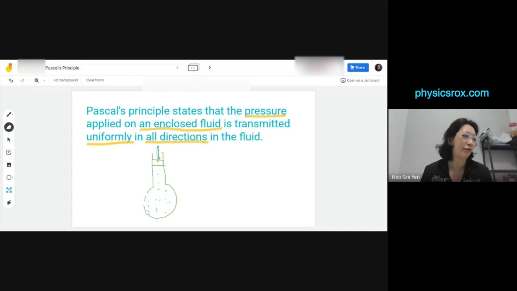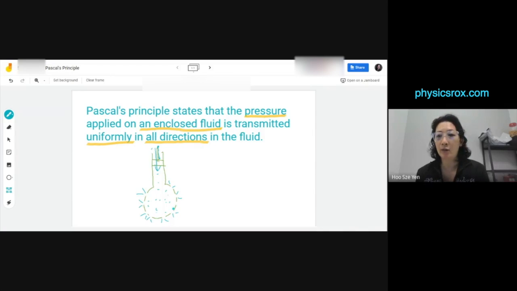But honestly, if you have a piston where the holes are in all directions like this, when you fill it up full of water and then press the piston down, you'll find that the water will spurt out equally in all directions. And this is proof of Pascal's principle. What happens is when you press the piston, you exert a force on the liquid. This force is converted to pressure.